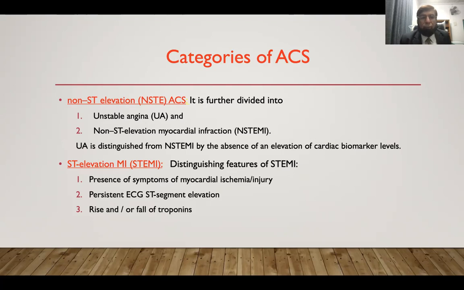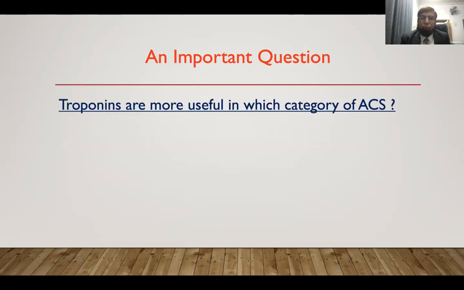The other category of ACS is called ST elevation MI or STEMI, and the distinguishing features are presence of symptoms of MI and persistent ECG ST segment elevation. Rise and/or fall of troponins is, of course, also a distinguishing feature. Now, an important question, especially for my younger colleagues and students: troponins are more useful in which category of ACS? You can write your answers in the chat, and then we can see how far you are acquainted with this aspect.